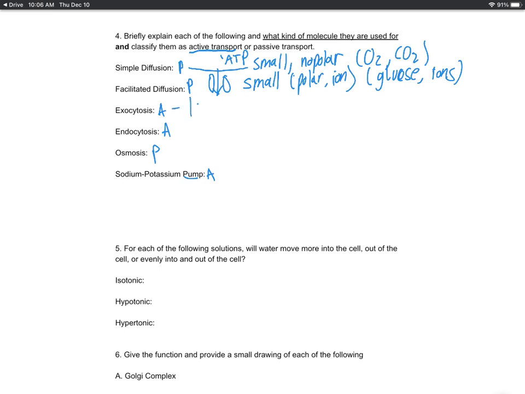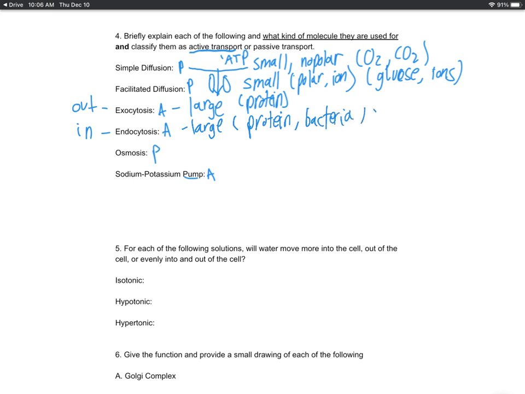Exocytosis is used for large molecules, like proteins would be the main example of that one. Endocytosis, also used for large molecules, but exocytosis is molecules going out, and endo would be molecules going in. So again, that could be proteins, or it could be something as big as an entire bacteria, or maybe food if it is like an amoeba or a single-celled organism.